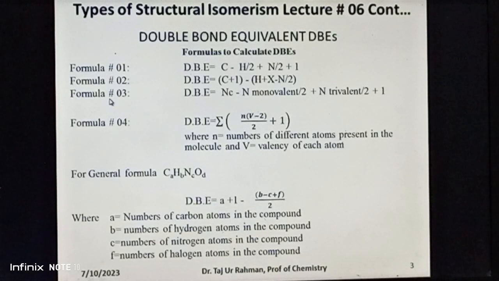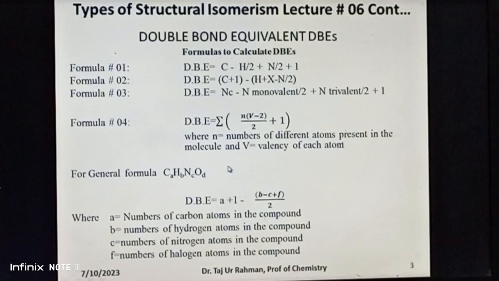This is formula number 3, which shows that double bond equivalent is equal to the number of carbon atoms minus the number of monovalent atoms, mostly hydrogen atoms, divided by 2, plus the number of trivalent atoms, mostly nitrogen atoms, divided by 2, plus 1. This is formula number 4, and this formula reveals that double bond equivalent is equal to summation of n(v minus 2) divided by 2 plus 1, where n is the number of different atoms present in the compound and v is the valency of each atom.